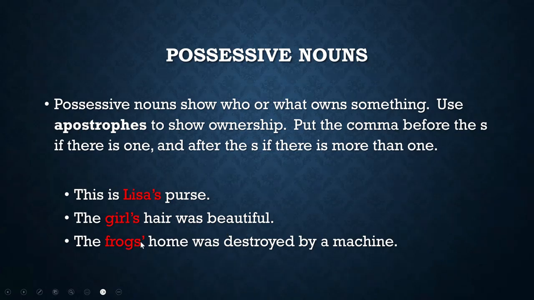Now notice this apostrophe is after the S because there's more than one frog. Whenever there's more than one of something and you want to show that they own something, you put the S and then you put the apostrophe after it. When you want to show that one person, place, or thing owns something, then you show the apostrophe S. But if there's more than one person, place, or thing, you do S apostrophe.